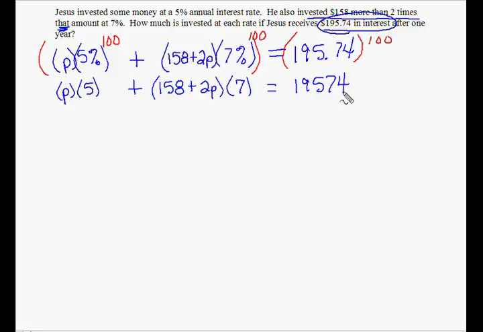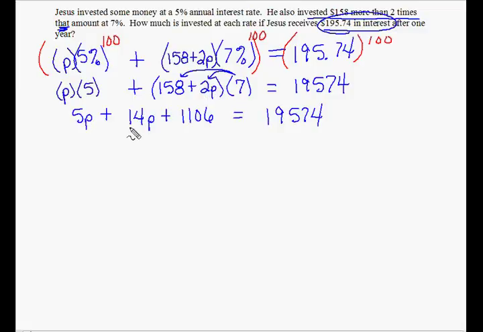P times 5 plus 158 plus 2P times 7 is equal to 19,574. So we still need to use the distributive property and clear out these parentheses. And let's write this multiplication the other way. 5P plus 7 times 2P is 14P, and 7 times 158 is 1,106, is equal to 19,574. Let's combine like terms.